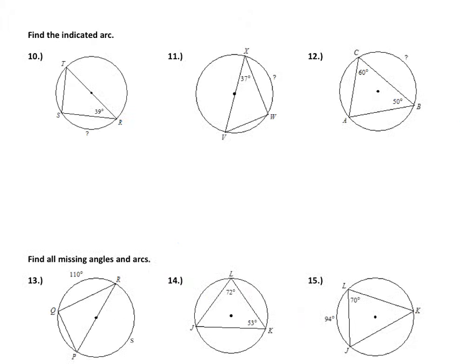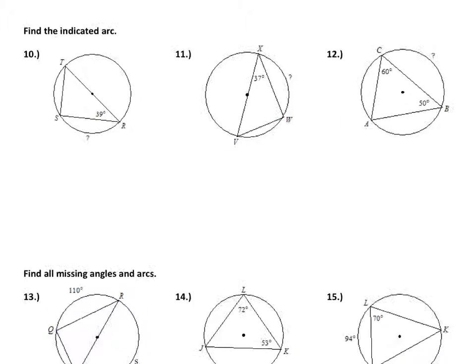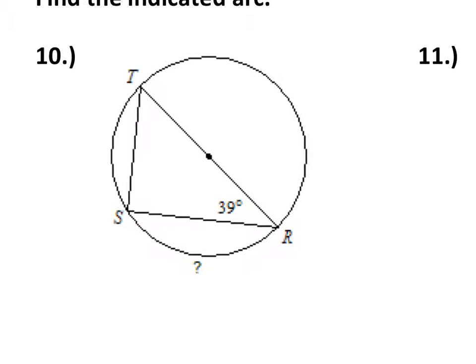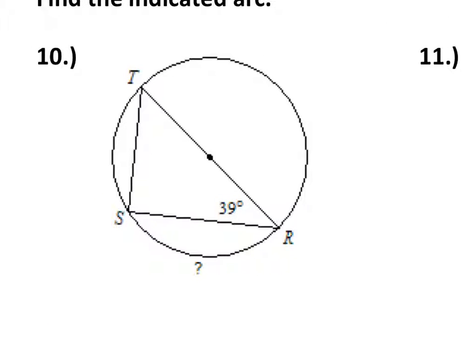Alright, let's do one more problem. Again, this time the directions say find the indicated arc. So we know an inscribed angle using this inscribed triangle. We know this is 39 degrees, and what we want to do is use that information and a couple other things to find the measure of this arc.